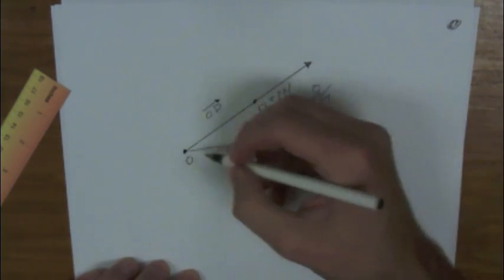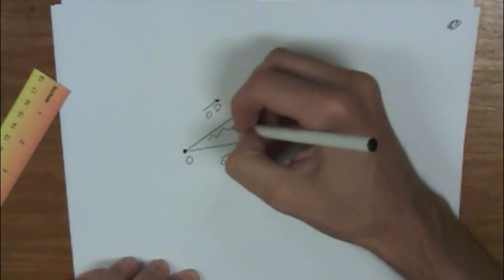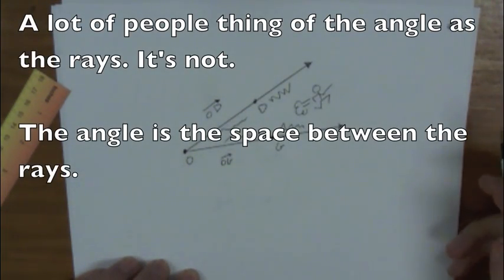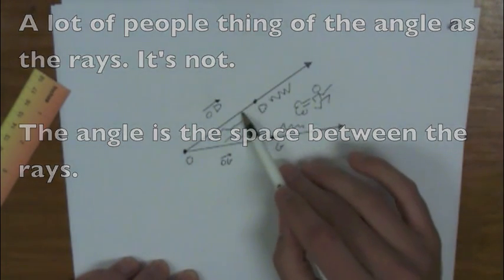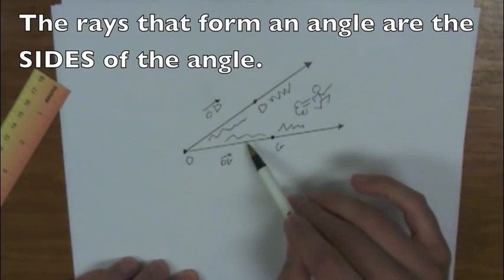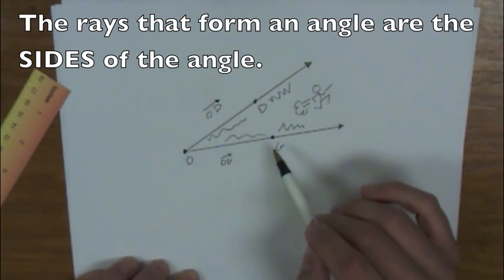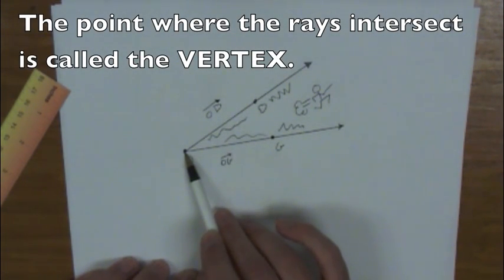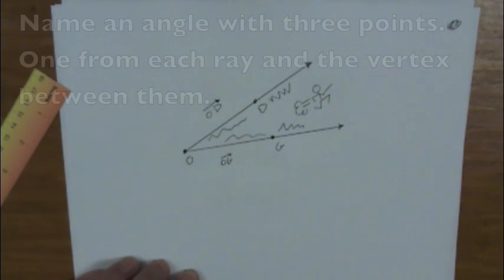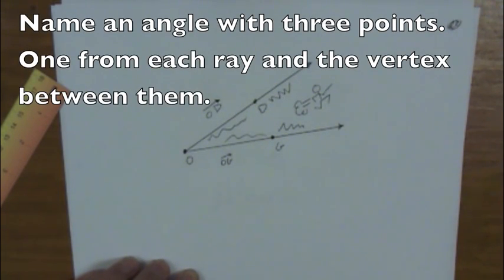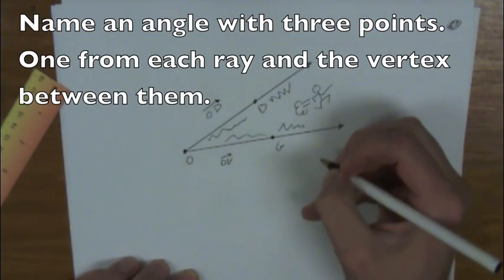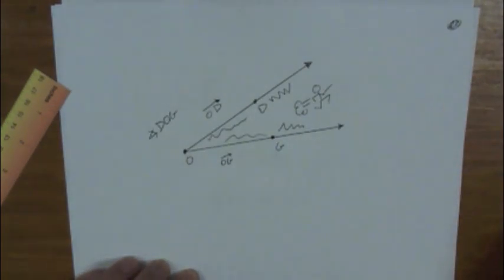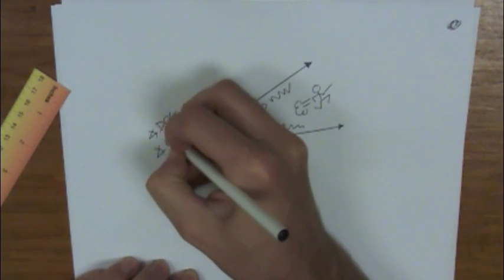All right, now this space inside the alligator's mouth here, that's called an angle. An angle has 3 parts. The rays are called sides. So OD and OG are the sides of the angle. And the point where the rays intersect is called the vertex of the angle. One way to name an angle is to select a point on one side, then the vertex, and then a point on the other side. Thus, this angle would be named angle DOG, or perhaps angle GOD.